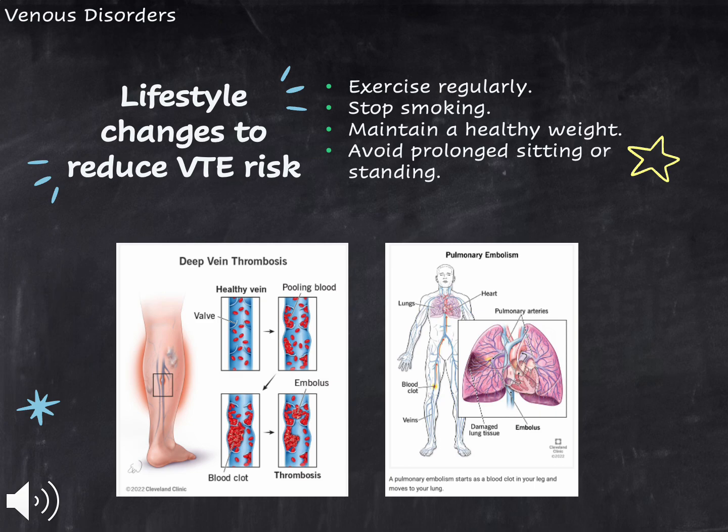Next, focus on smoking cessation. Smoking damages blood vessels and increases clotting tendencies. Quitting lowers both clot risk and overall cardiovascular strain. Maintaining a healthy weight also matters. Obesity increases venous pressure and inflammation, while gradual weight loss reduces strain on the legs and improves circulation.